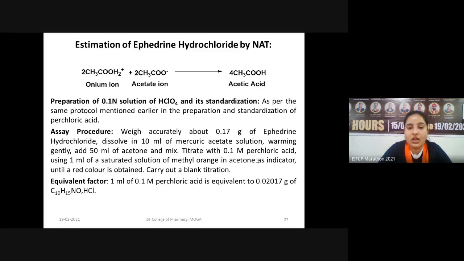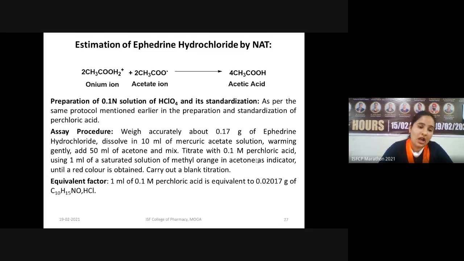Then we will titrate it with 0.1 molar perchloric acid by using 1 ml of saturated solution of methyl orange in acetone as indicator. So the indicator which we will be using here is methyl orange. We will be adding 1 ml of the saturated solution of methyl orange which has been prepared in acetone, and we will be carrying out the titration till the red color is obtained.